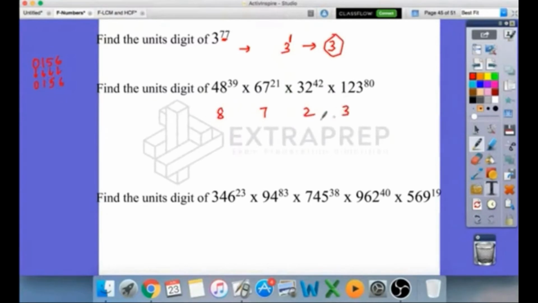8, 7, 2, 3. Now, 39 divided by 4, 36 gone, 3 is left. 21 divided by 4, 20 gone, 1 is left. 42 divided by 4, 40 gone, 2 is left. 80 divided by 4, the remainder is 0, so you will write 4. Okay, you'll have to multiply these values. 8 cube is 512, you have 2 at the last. 7 power 1 is 7. 2 square is 4. 3 power 4 is 81, so you have 1 at the last. 2 sevens are 14, you have 4 at the last. 4 fours are 16, you have 6 at the last. 6 ones are 6. So that's your answer to the second question.